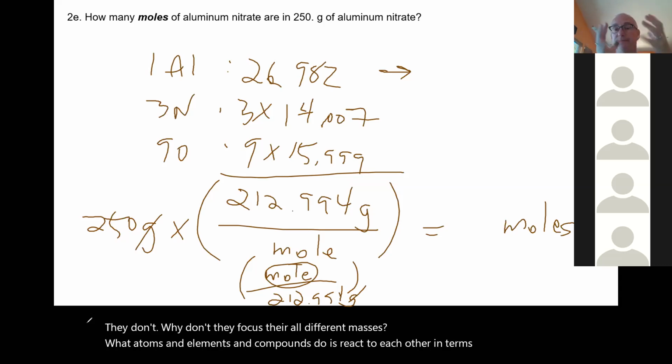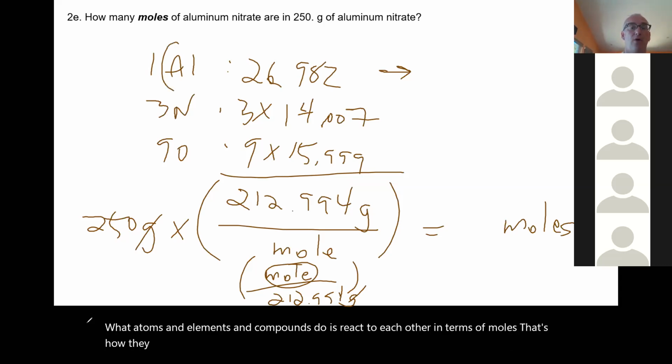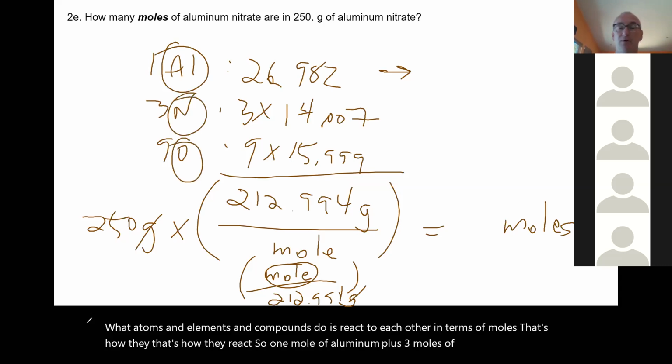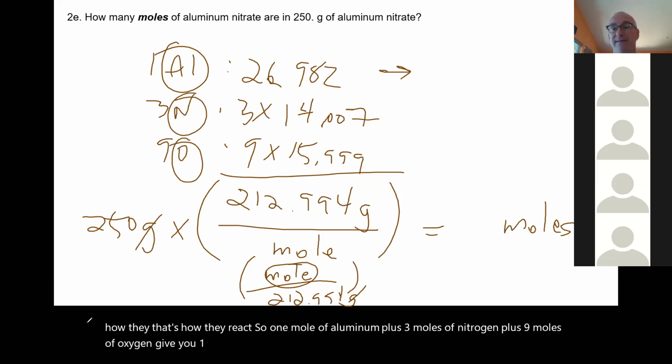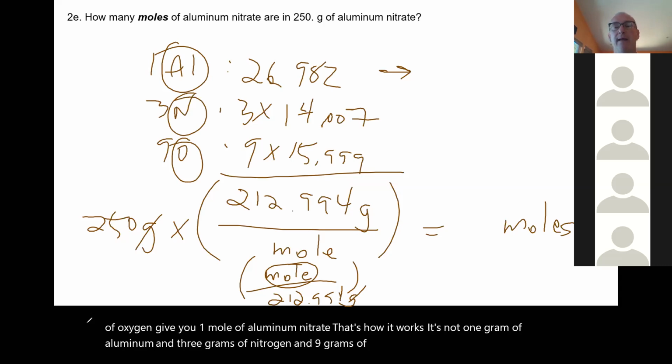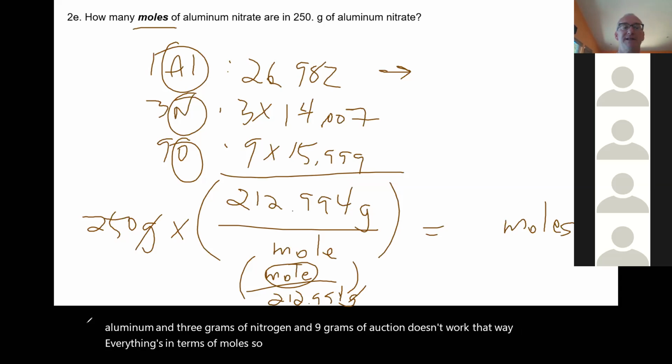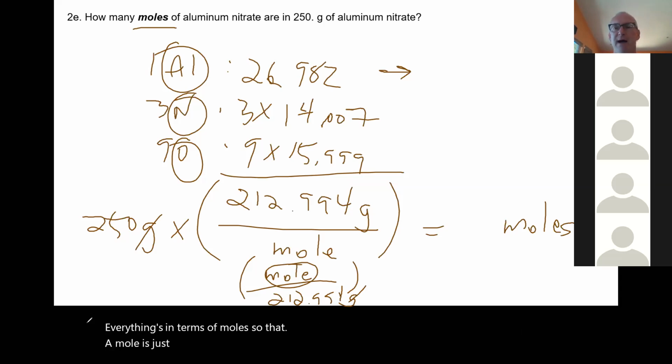That's how they react. So 1 mole of aluminum plus 3 moles of nitrogen plus 9 moles of oxygen give you 1 mole of aluminum nitrate. That's how it works. It's not 1 gram of aluminum and 3 grams of nitrogen and 9 grams of oxygen. It doesn't work that way. Everything's in terms of moles. So a mole is just the measure of the amount of reactive stuff in a mass.